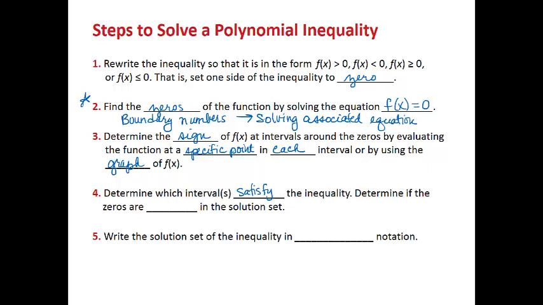Then we need to determine if the zeros are included in the solution set. So they will be included if we have a less than or equal to or greater than or equal to, and that means that we're going to use brackets. If they're strictly less than or strictly greater than, then the endpoints or zeros are excluded, and we use parentheses. Then lastly, we will write the solution set of the inequality in interval notation.